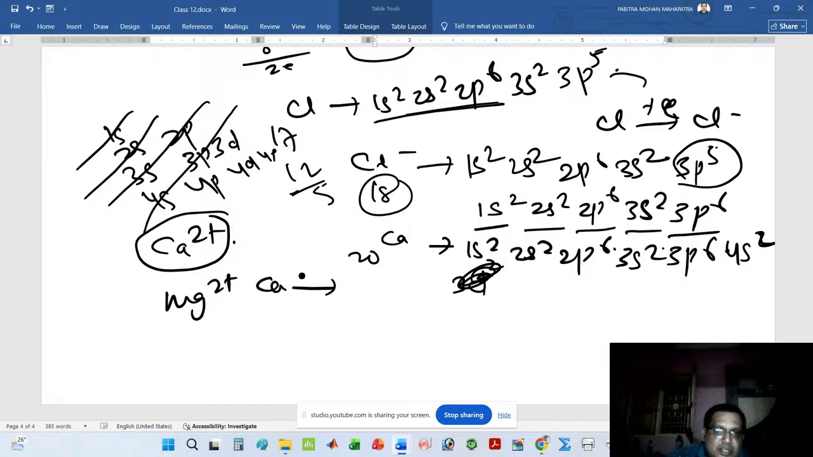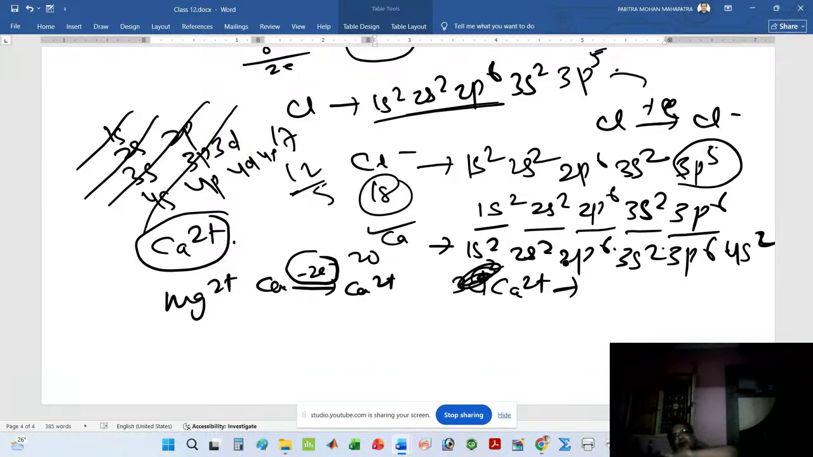Calcium, when it loses 2 electrons, is converted into Ca2 plus. So there is a removal of 2 electrons from calcium. As a result, you will get Ca2 plus. The electronic configuration of calcium is this. Now draw the electron configuration of Ca2 plus. Remove 2 electrons first. Always remove the electron from the valence shell, and if you want to add an electron, then go to the core shell.